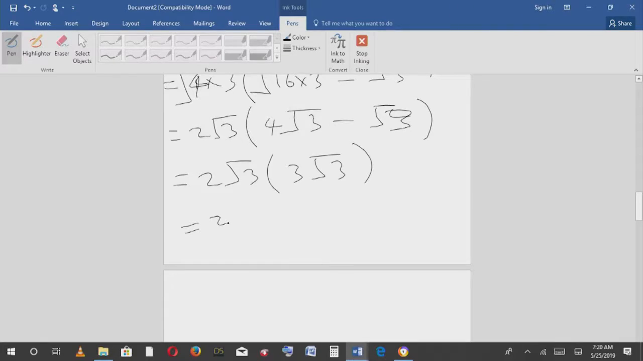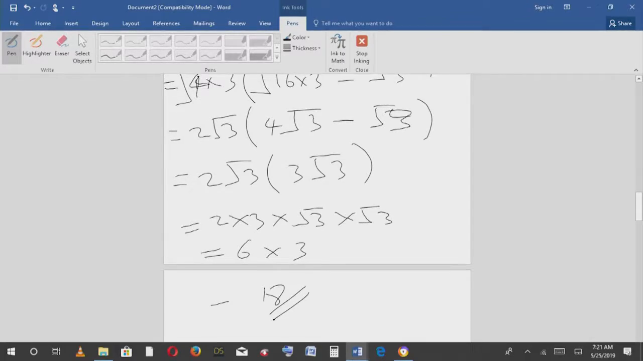2 times 3 multiplied by root of 3 multiplied by the root of 3. This gives us finally 6, which is 2 times 3, multiplied by root 3 multiplied by root 3 gives us 3. That is to say 6 times 3 gives us 18, which will be our final answer, okay.